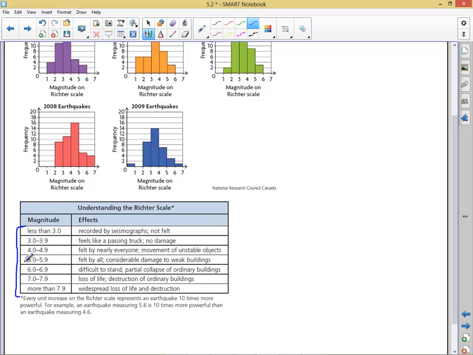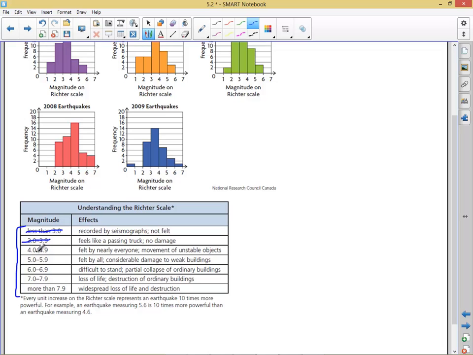5 to 5.9, they're felt by all, and they damage weak buildings. 6 to 6.9, difficult to stand, and you can get collapse of ordinary buildings. 7 to 7.9, loss of life, and more than 7.9, widespread loss of life and destruction. Now, we're not going to consider these here, and the reason being that there is no damage caused.